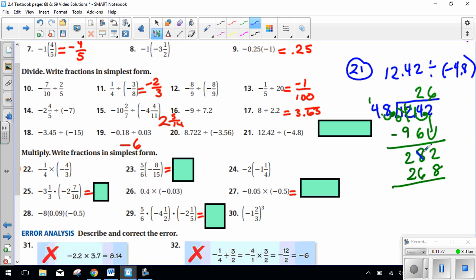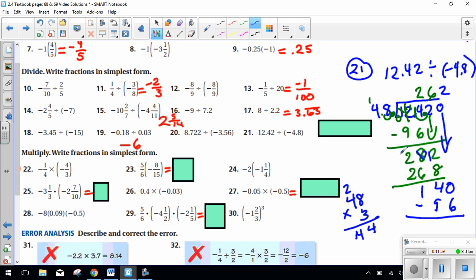So let's subtract. That's 4. That's 1. So let's see. 3, 12, 14. So 3 is too big. So we're going to go back to 2. That's 6. 96. So let's subtract. You get 4.